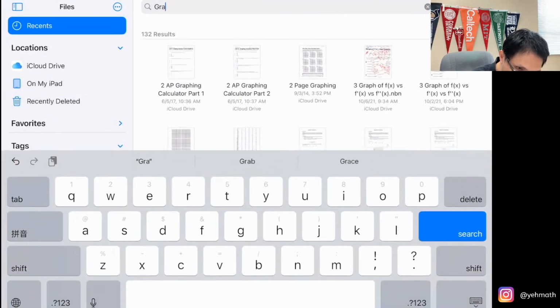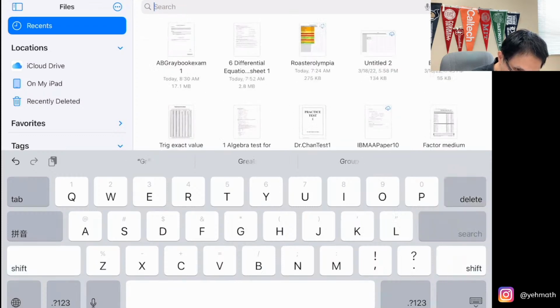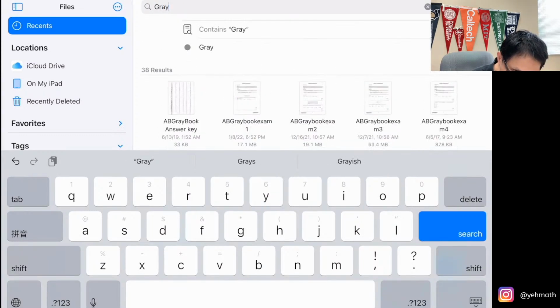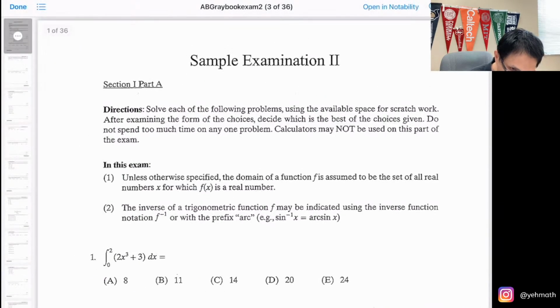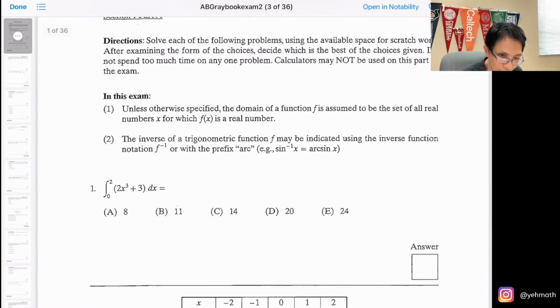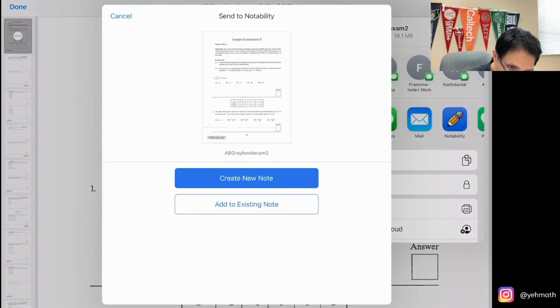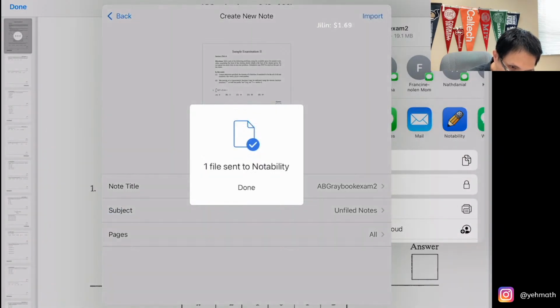Let me see, Gradebook. Okay, exam one. So the first questions I'm gonna go over. Notability, create new notes, import.